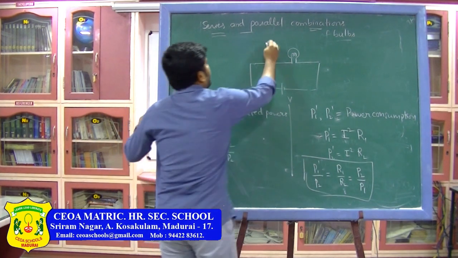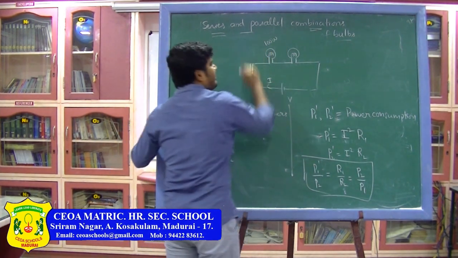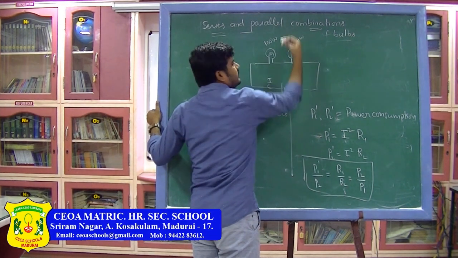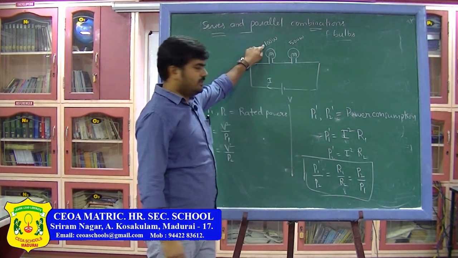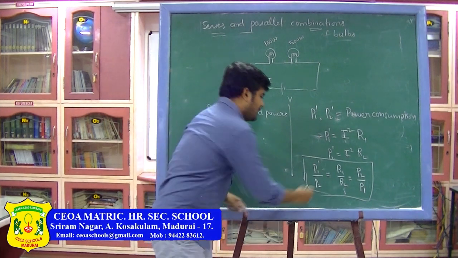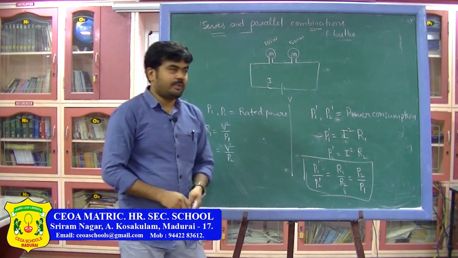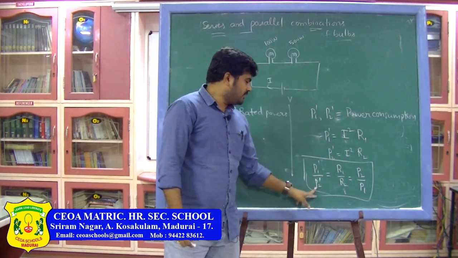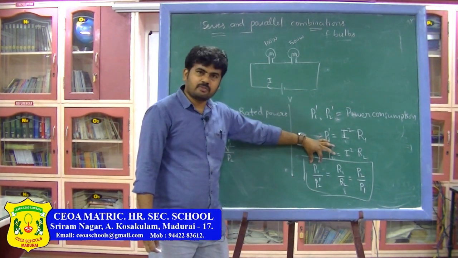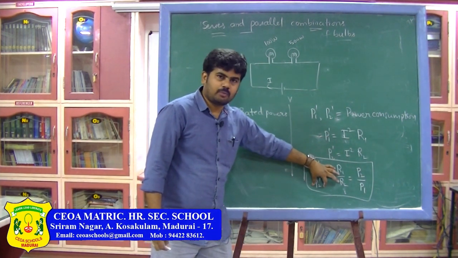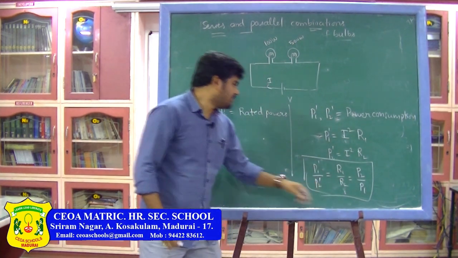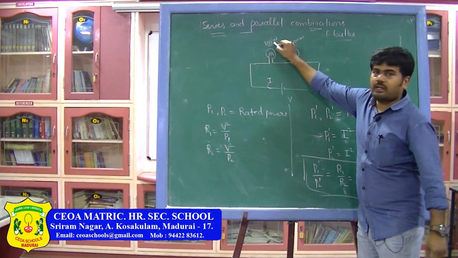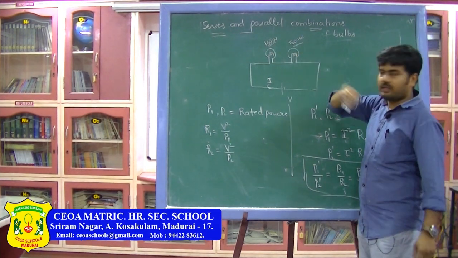So here I am taking first bulb wattage 100 watts and second bulb wattage 500 watts. Now these are the rated values. Now P1 dash and P2 dash are the power consumption, means actually how much energy they are consuming per second is indicated by P1 dash for the first bulb and P2 dash for the second bulb. Now let us substitute the values of the actual powers. So first bulb rating I am taking 100 watts, second bulb rating I am taking 500 watts.